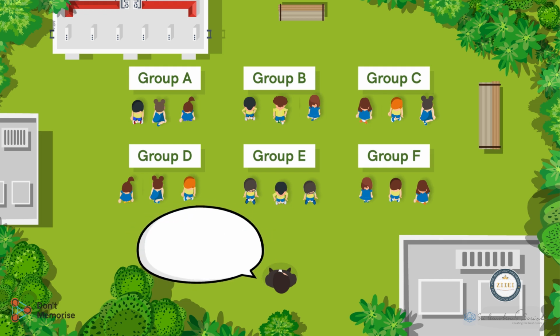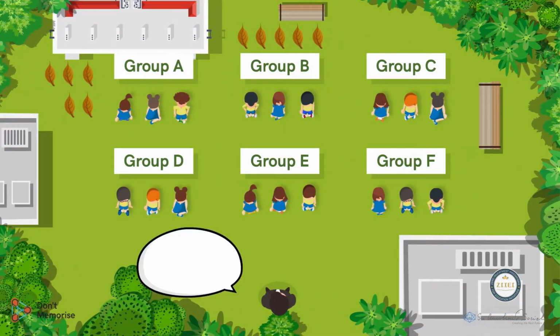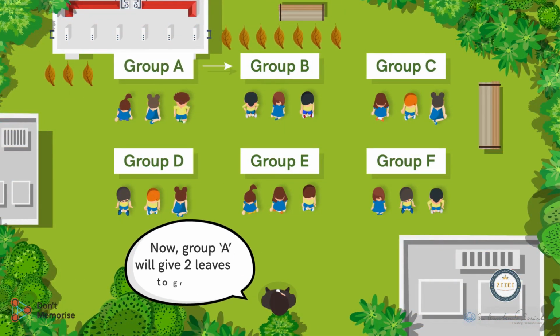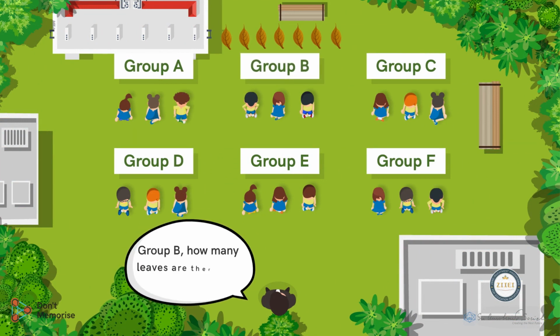Ask the students, how many leaves are there with you? They may say 5 leaves. Next, tell Group A to give 2 leaves to Group B. Now, ask Group B to state the total number of leaves that they have after receiving 2 leaves from Group A. Possible response will be 7 leaves.